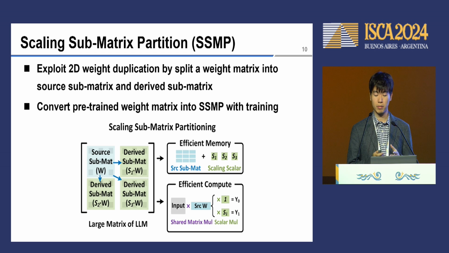It splits the weight matrix into several source submatrices and several derived submatrices. Each submatrix contains some weight values. The derived submatrix can be calculated by multiplying the source submatrix with a scaling factor. As the figure shows, this method exploits 2D weight so-called duplication, and it is both memory and compute efficient.